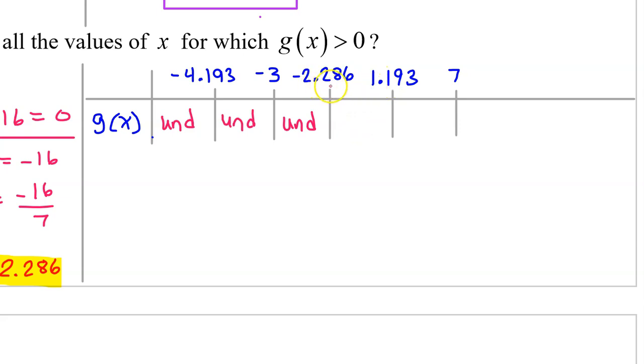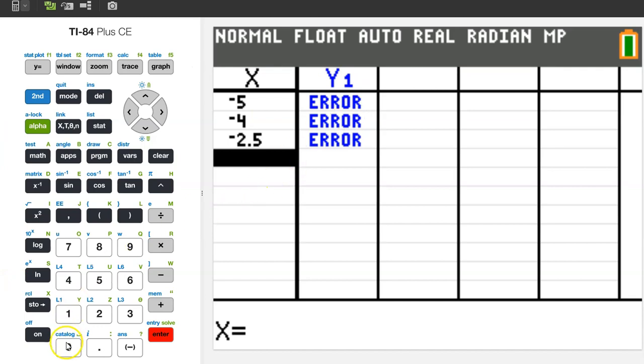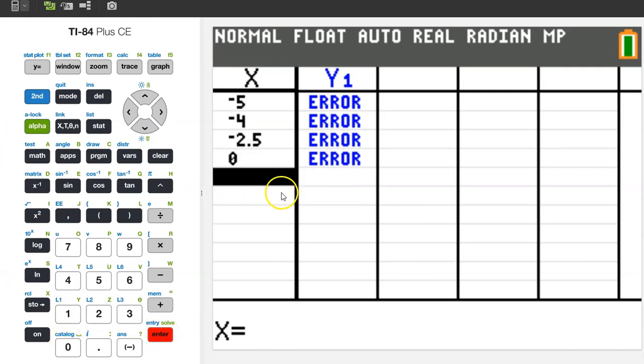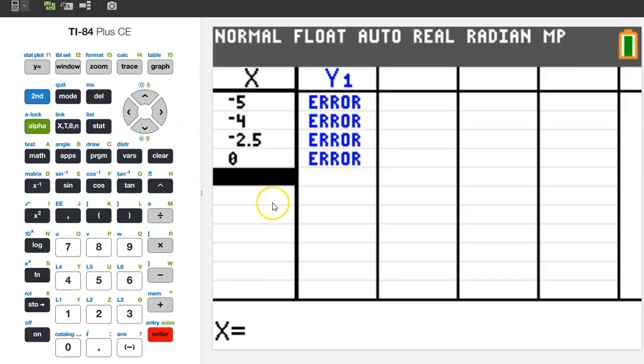Between -2.286 and positive 1.193, well, you know what? 0 is in there somewhere. So let's go ahead and do 0. Still undefined. In the next interval, we can use a test value of 2 or 3. Let's do 3. Okay, this one is not undefined. This is a negative number.